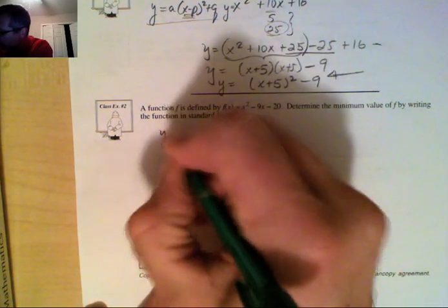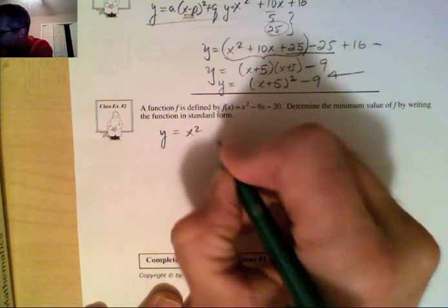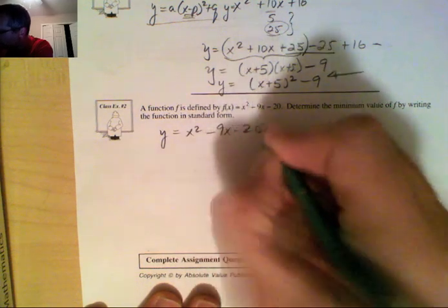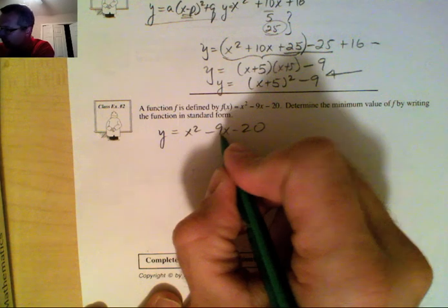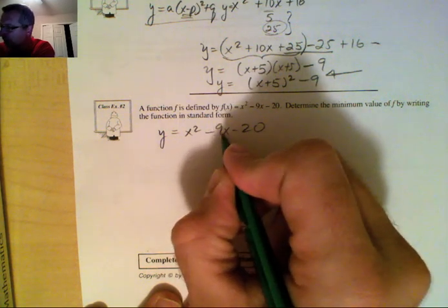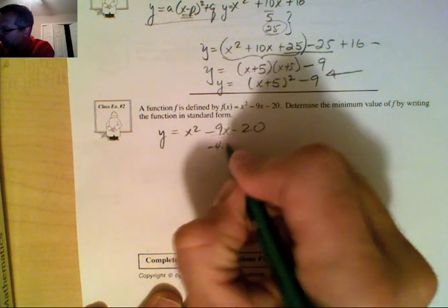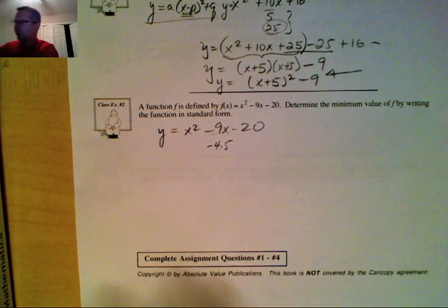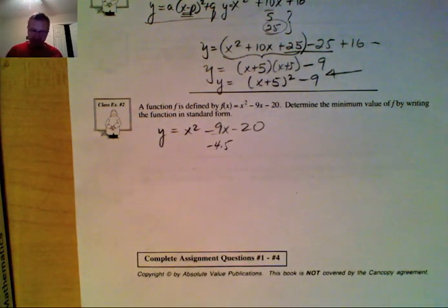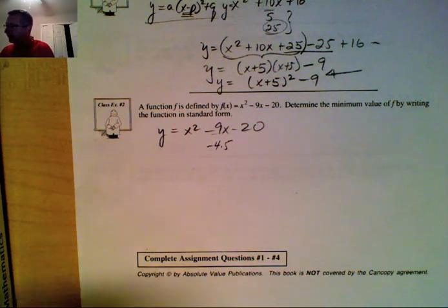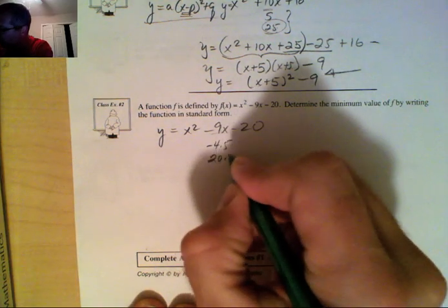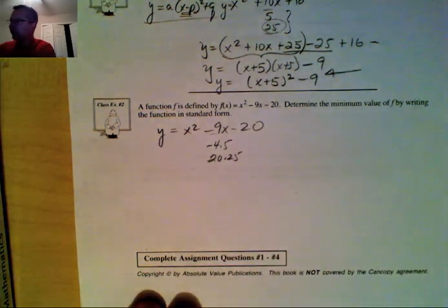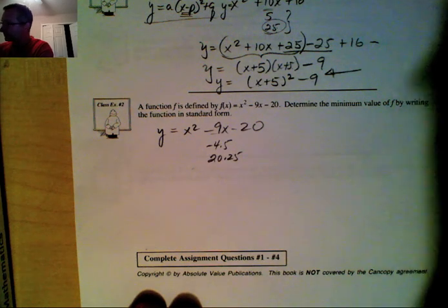So we are going to continue on. Remember the process. Step 1 says take half of the middle term. Well, half of negative 9 is negative 4.5. Is it okay to have a decimal? Absolutely, it's okay to have a decimal. Then it says square the negative 4.5. Well, if you square negative 4.5, it gives you 20.25.